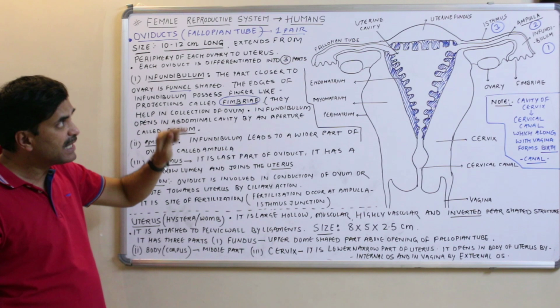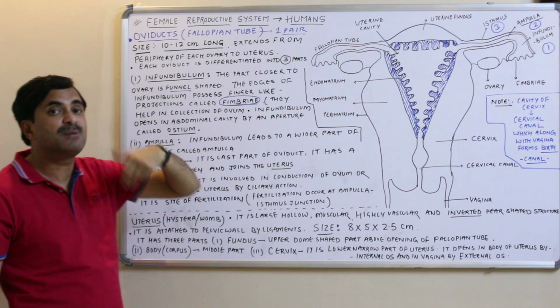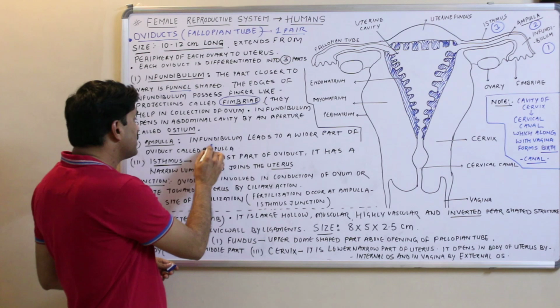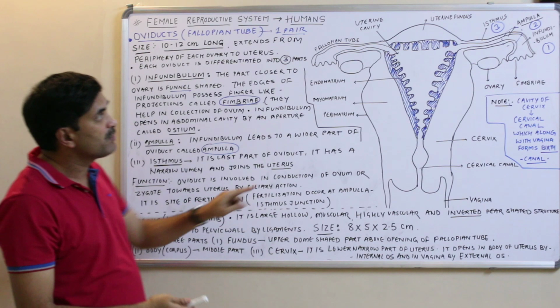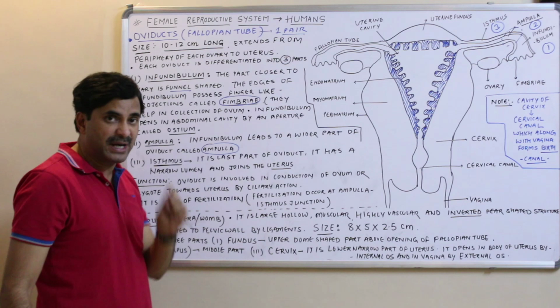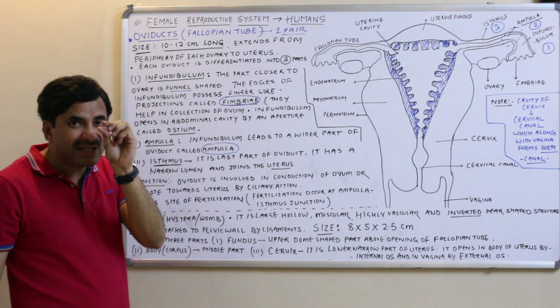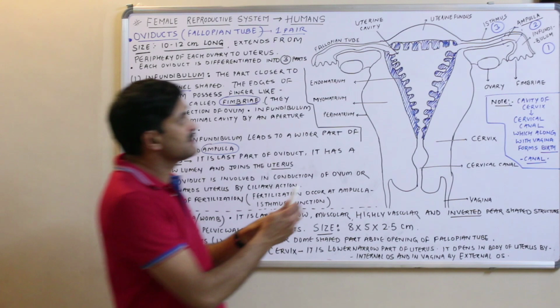if I talk about the second part of the oviduct, then it is known as the ampulla. Infundibulum opens into another wider part of the oviduct, and that wider part of the oviduct is called as the ampulla. So this part is the ampulla. Now coming to the third and the last part, that is known as the isthmus. You can see here that isthmus is the last part of the oviduct, and it is the part which is connected with the uterine cavity. So it is the last part of the oviduct, and it has a narrow lumen, means it has a narrow cavity, and it joins to the uterus. See here, isthmus is actually connected with the uterus.